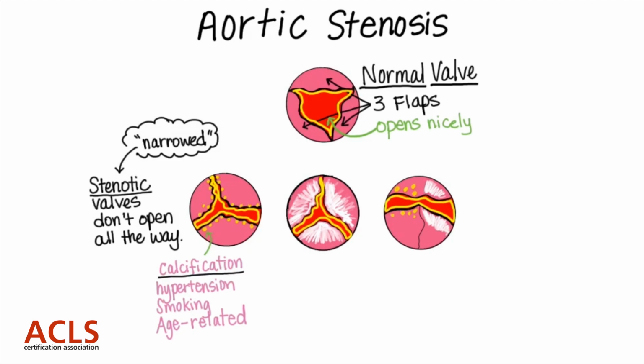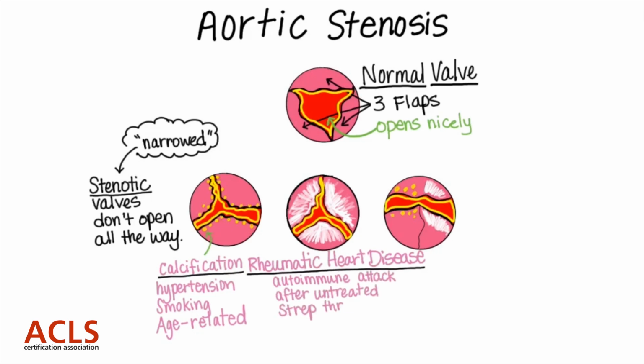In developing countries, aortic stenosis is most often the result of rheumatic heart disease, which is generally believed to be caused by an autoimmune attack of the heart valves after an untreated Streptococcus pyogenes infection. The attack of these valves by the person's own immune system causes the valves to develop fibrotic scarring, which stiffens the valve.